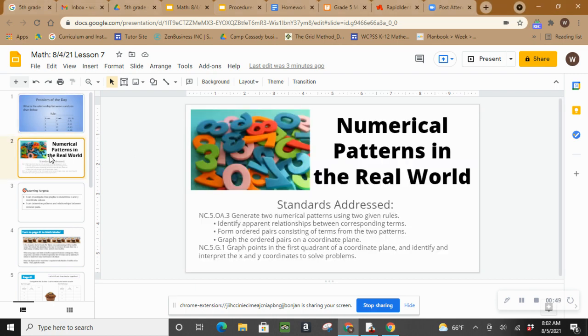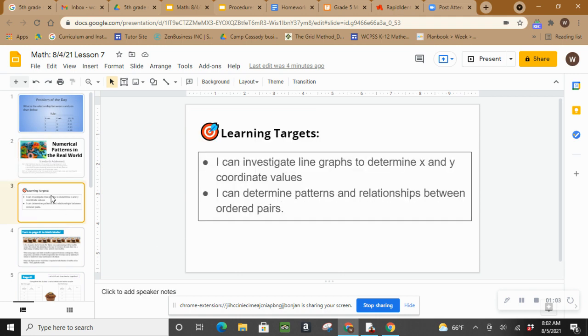All right, so our title is Numerical Patterns in the Real World. We're talking about the same standards. We're going to make numerical patterns using two given rules, and we're going to graph points in the first quadrant of our coordinate plane. Your learning targets are: I can investigate line graphs to determine x and y coordinate values, and I can determine patterns and relationships between ordered pairs.